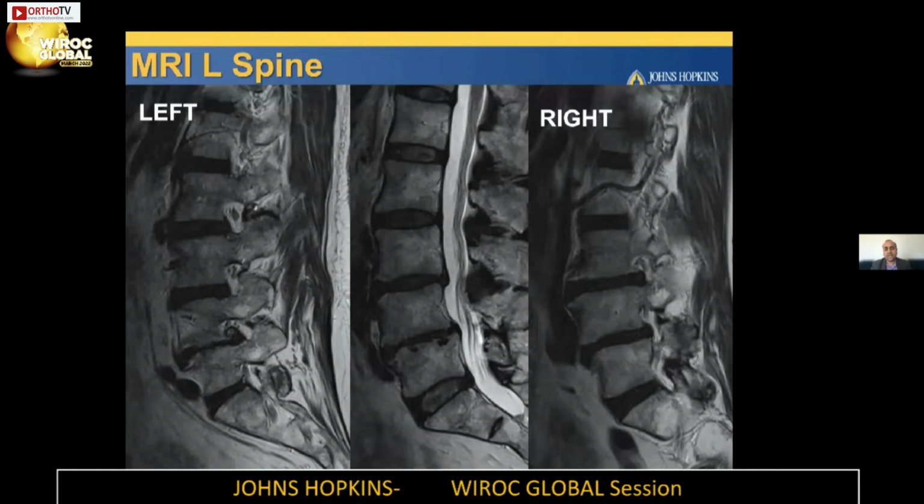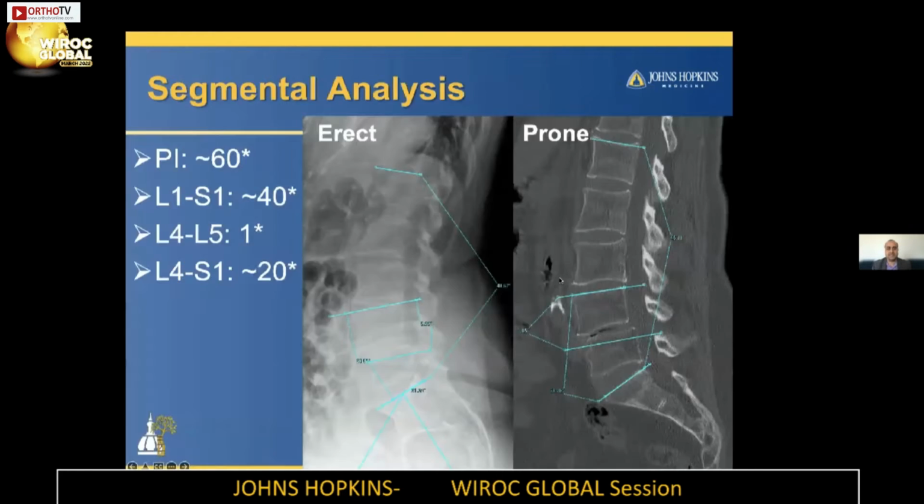When we look at our MRI L-spine in the parasagittal cuts, you can see at L4-5 there is a large foraminal stenosis on the left side, and then at L3-4 a little bit on the right side.